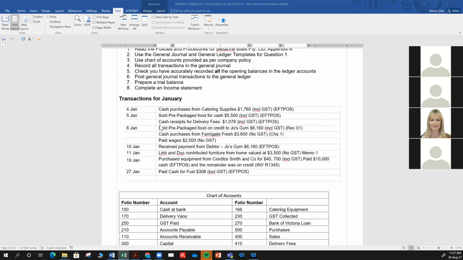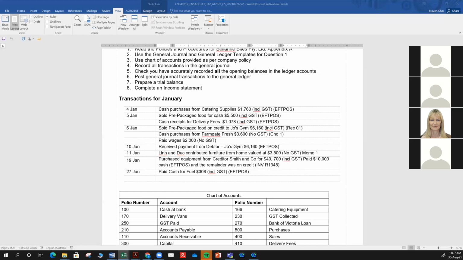That will be your second entry, okay? Your third entry is cash receipts for delivery fees of 1078. So where do we credit and where do we debit? Again, it's a cash receipt, guys. Where do we debit? Leonie, can I ask you again, please?